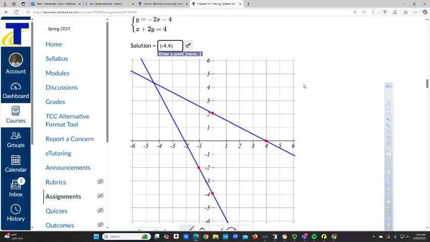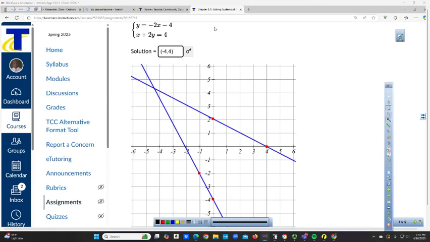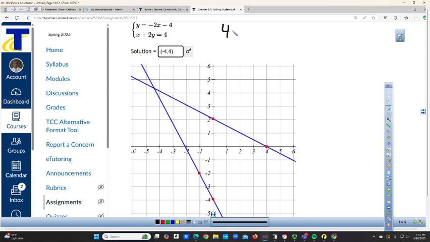So I can test that. I can plug those values in. So 4 for my y equals -2 times -4 minus 4. 4 equals +8 minus 4. 4 on the left equals 4 on the right. Cool. I know that that's good for the first one.